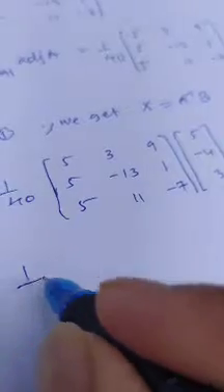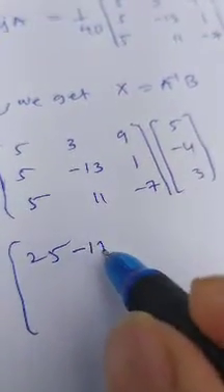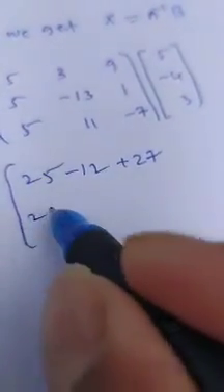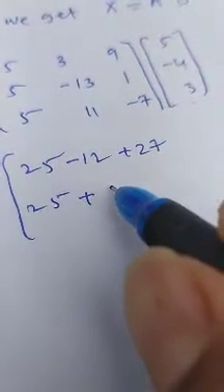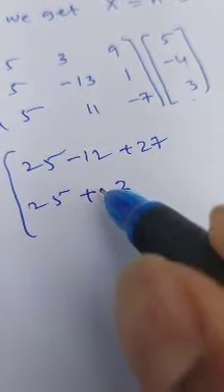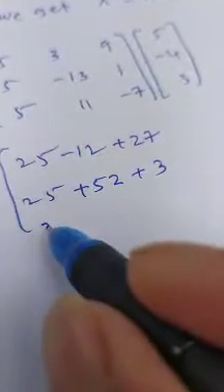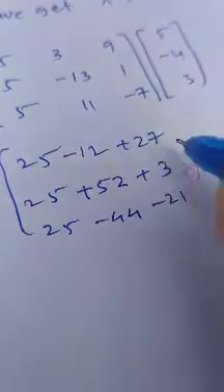Now that equals 1 by 40, row into column. 5 5s are 25, 3 4s are minus 12, 9 3s are 27. Next, second row into first column. 5 5s are 25, 13 4s are minus 52, 1 3 is 3. Next, 5 5s are 25, 11 4s are 44, 21.